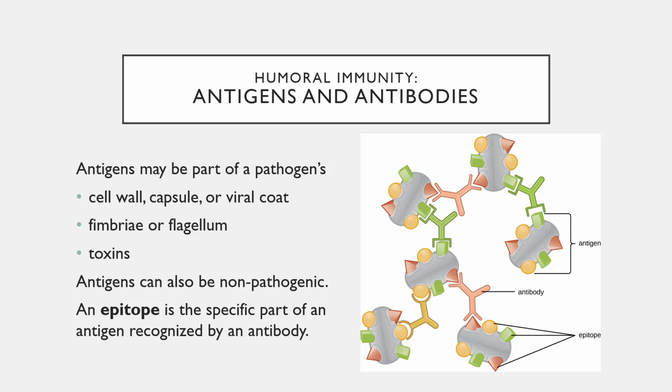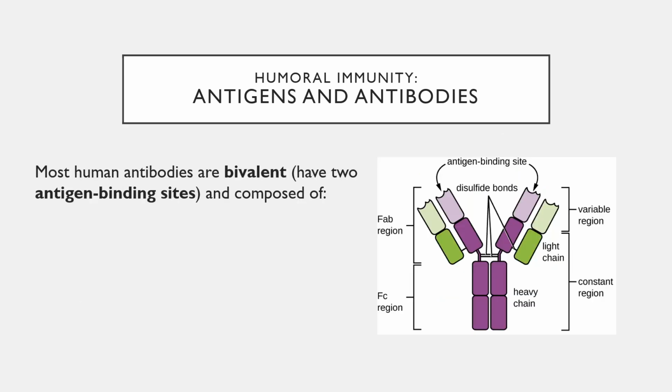Most human antibodies conform to a structure that looks like what you see here on the slide. This structure is bivalent. Bi, the prefix meaning two, and it's called bivalent because it has not one, but two antigen binding sites that are identical to each other. One on the left side of this split and one on the right side of this split.